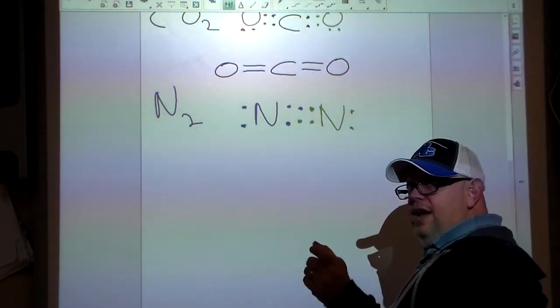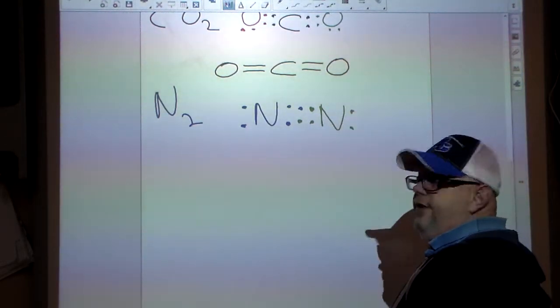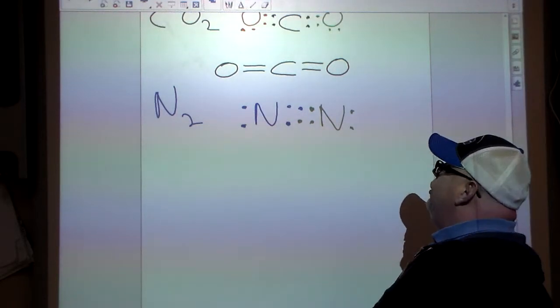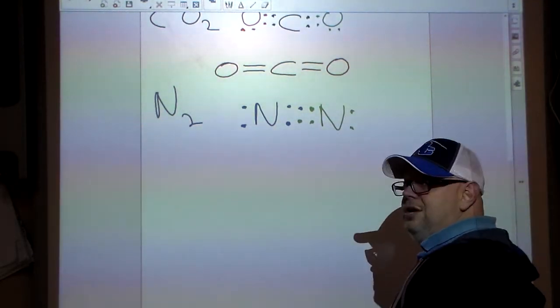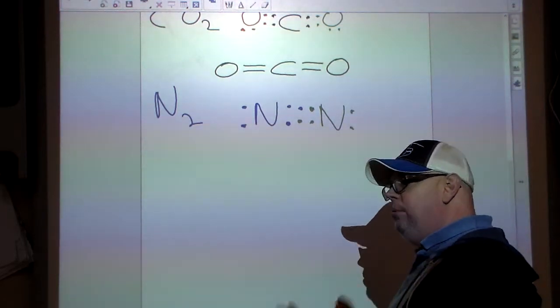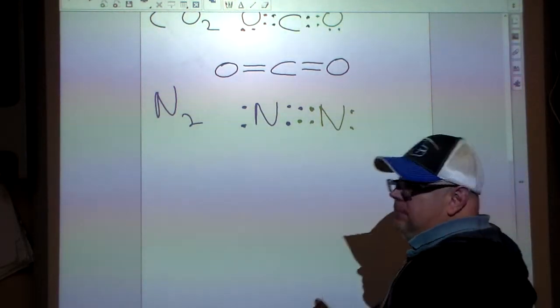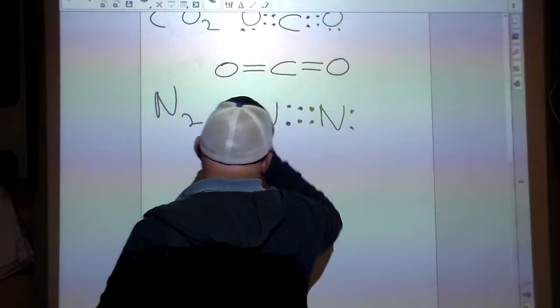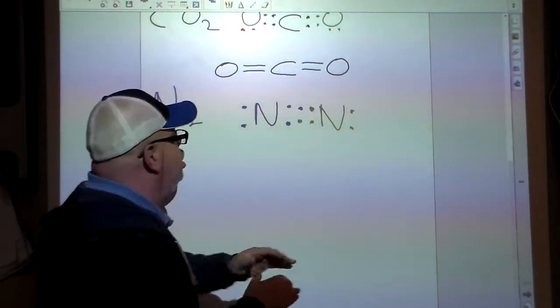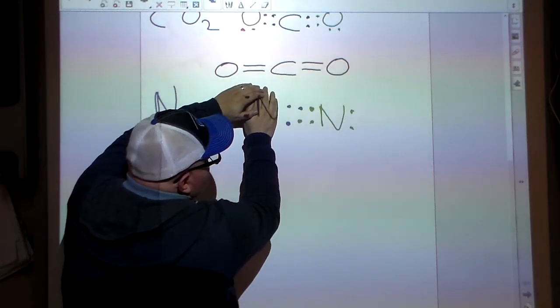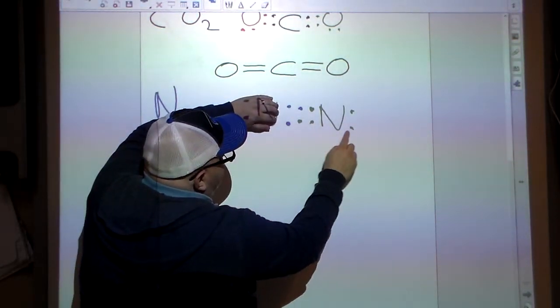So, each nitrogen has its 5 valence electrons, and now the question comes down to this: you've got 3 pairs of electrons being shared. That's a triple bond. But wait a minute, what else do we have here? Let's check it, let's make sure we're good. We cover up this nitrogen and we see how many electron dots we have.